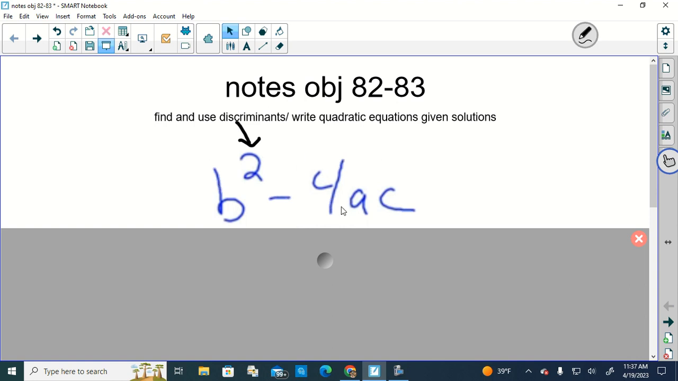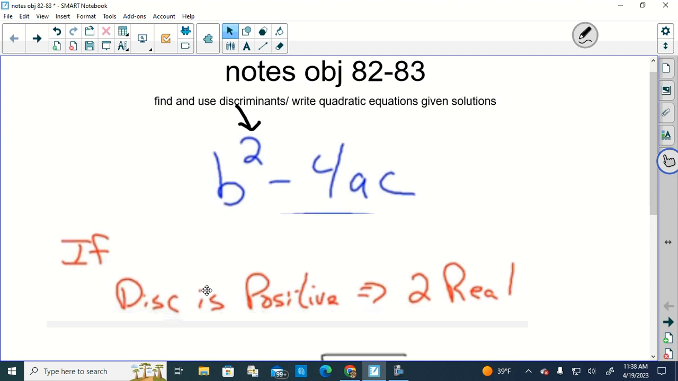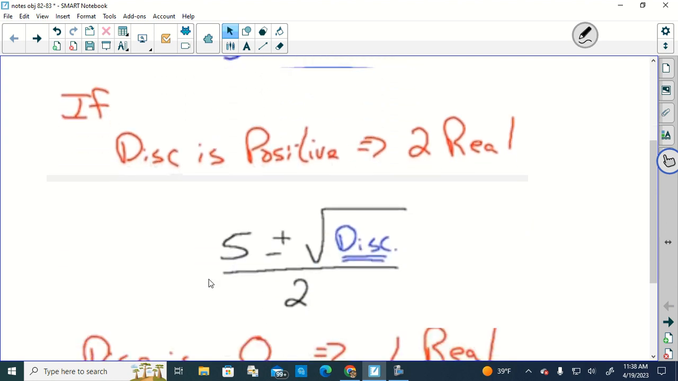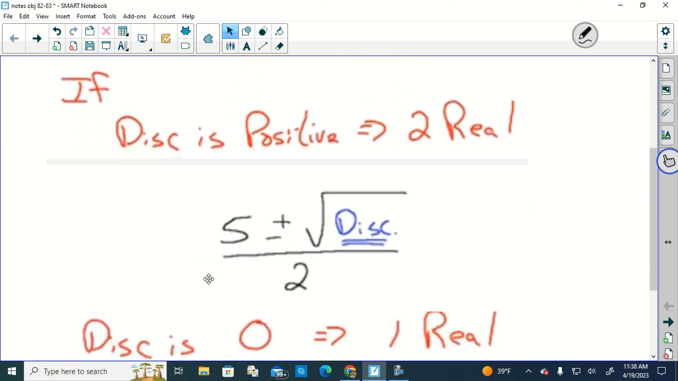So when they ask you, because the questions will ask you, find the discriminant, you'll use this formula. The other time, they'll ask you to determine the nature of the root. So that's this next part that we're going to write, and I'll explain where this is coming from. Okay, let's get this down. So if the discriminant, when you find that answer, is positive, then you will have two real answers.